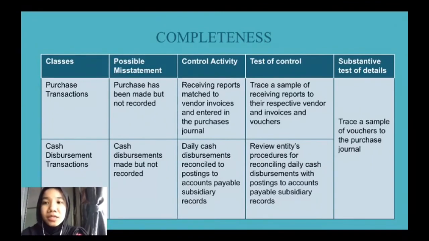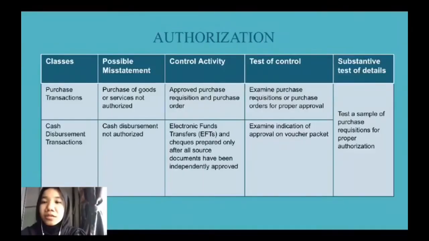Next is completeness. The purchase has been made but not recorded. The control activity is that the receiving report is matched to the vendor invoice and entered in the purchase journal. For cash disbursement, made but not recorded too, the daily cash disbursements are reconciled to posting in the accounts payable subsidiary records. Next is authorization. The purchase of goods or services is not authorized, so there should be an approved purchase requisition and purchase order. The cash disbursement is also not authorized.